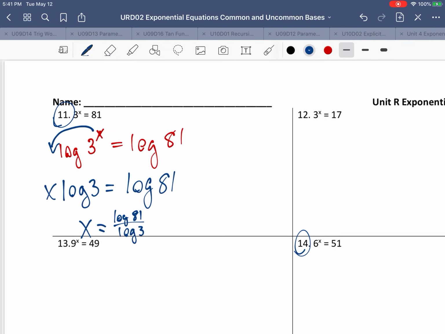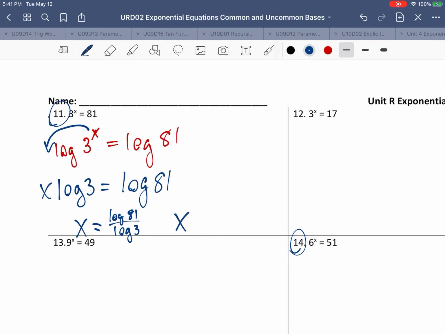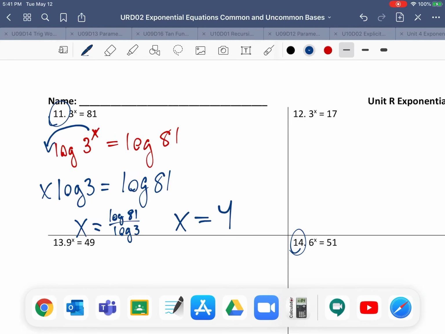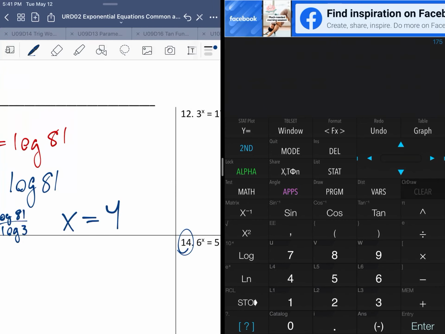Now there is another way to do this. I'll show you what the answer is. The answer is 4, but we'll do that with a calculator real quickly. So if I do log of 81 and divide that by log of 3, I should get 4.